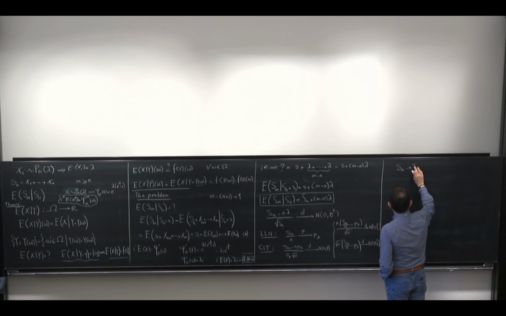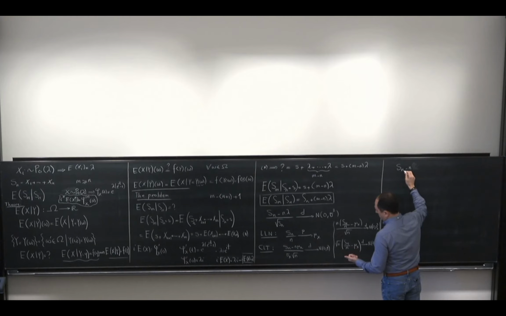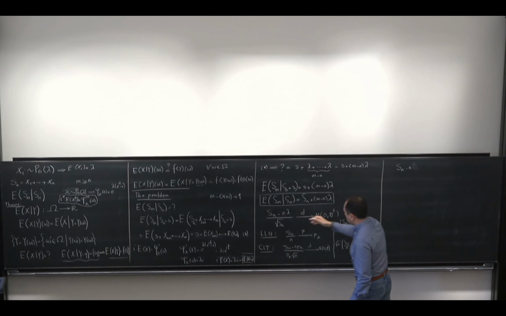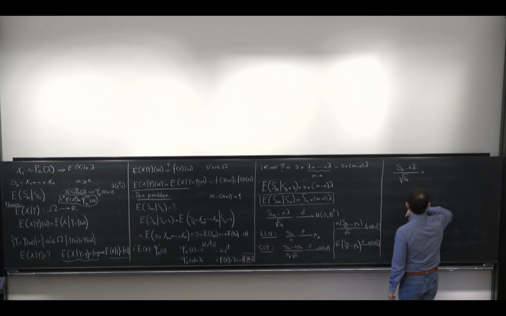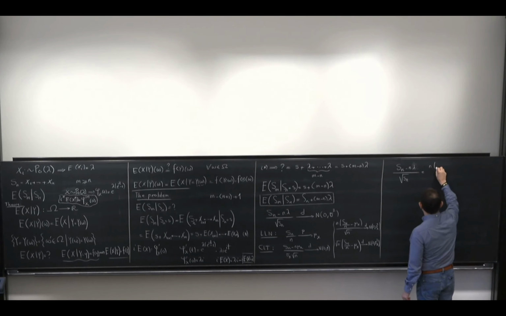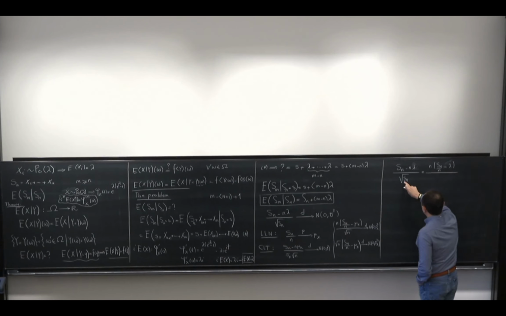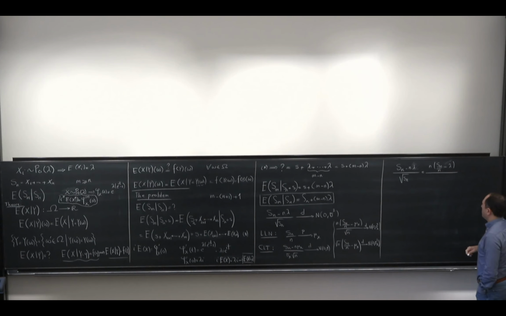Lambda. In this problem, we have square root of n, lambda, divided by square root of Sn. So what I will do, I factor an n out, Sn over n minus lambda, and then divided by, here, what do you think I will do?